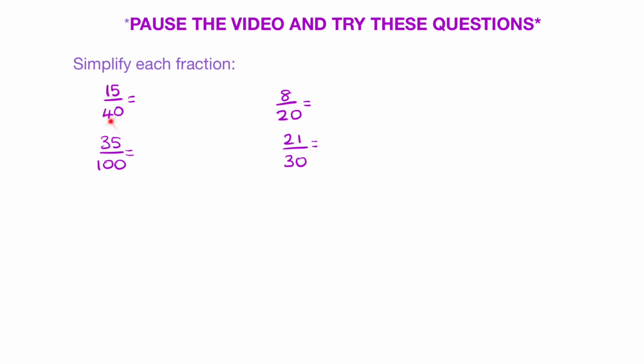So in the first one here, 15/40, we're going to divide top and bottom by 5, and that will give us 3/8. In the one across here, 8/20, we're going to divide top and bottom by 4, and that will give us 2/5. In the third one, 35/100, we're going to divide top and bottom by 5, which will give us 7/20. And then the last one, 21/30, are both in the 3 times table, so we're going to have 7/10.